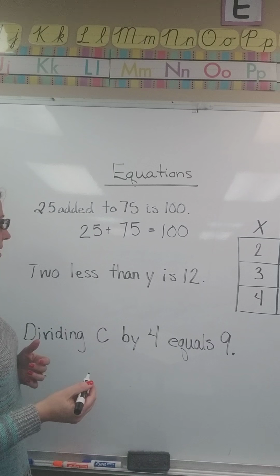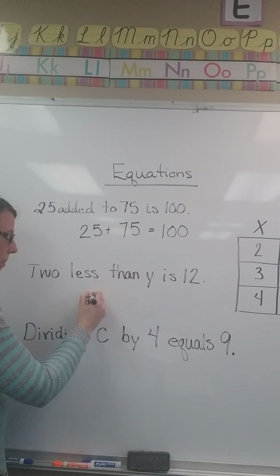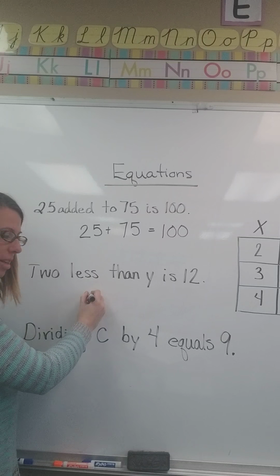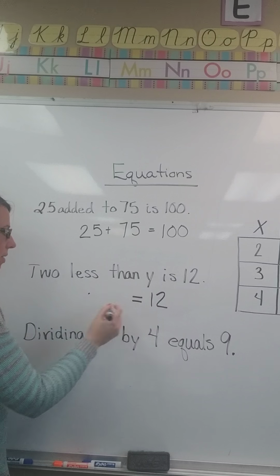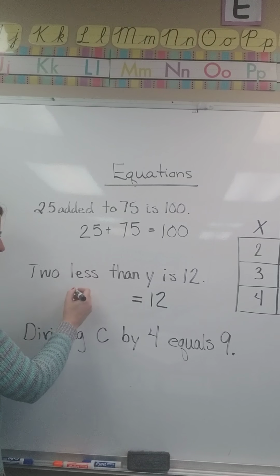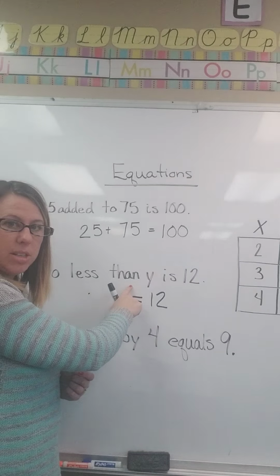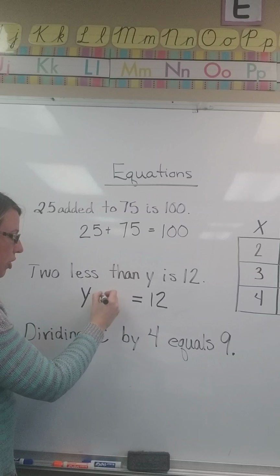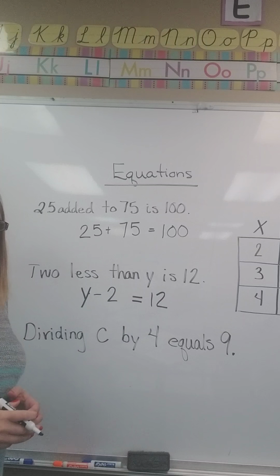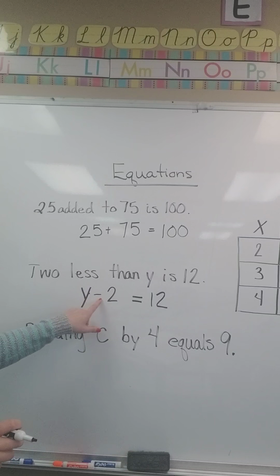For this next one, it says 2 less than y is 12. Remember, is our equals. It is 12. It says 2 less than y. It does not give us a number. It just says y. So we're going to use y. And 2 less, we're going to use subtraction. So in the end, it will say y minus 2.